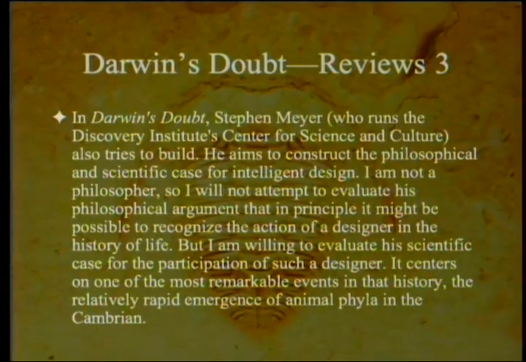In Darwin's Doubt, Steve Meyer, who runs the Discovery Institute Center for Science and Culture, also tries to build. He aims to construct the philosophical and scientific case for intelligent design. I, that is Charles Marshall, am not a philosopher, so I will not attempt to evaluate his philosophical argument that in principle it might be possible to recognize the action of a designer in the history of life. But I am willing to evaluate his scientific case for the participation of such a designer. It centers on one of the most remarkable events in that history, the relatively rapid emergence of animal phyla in the Cambrian.